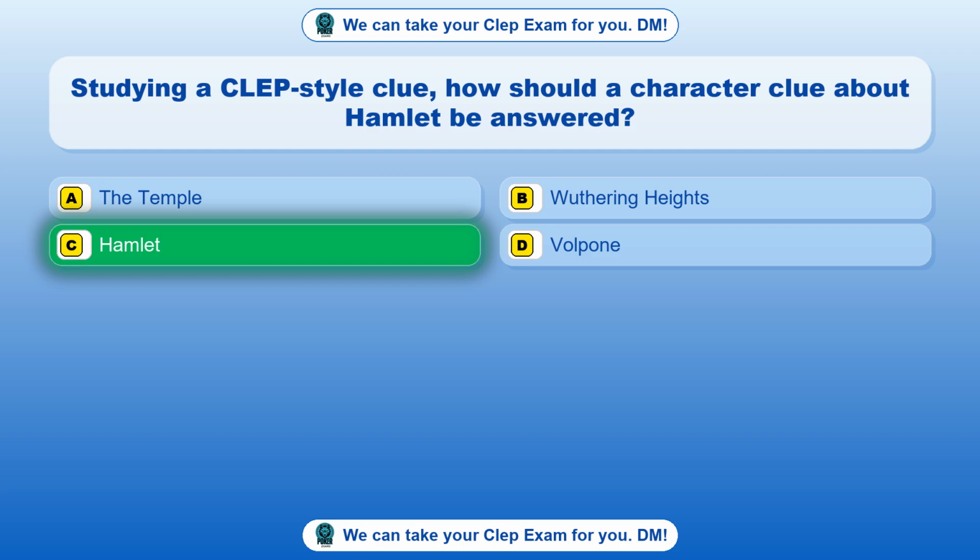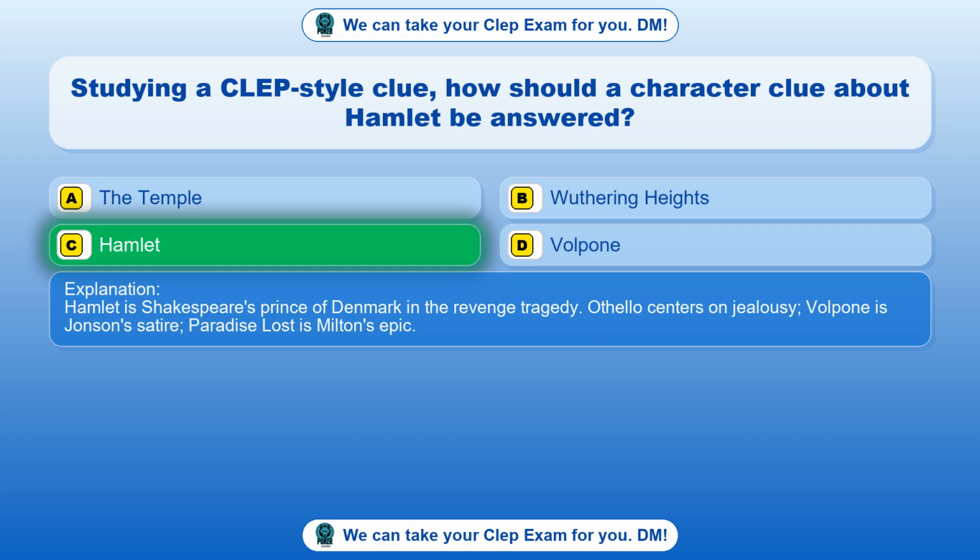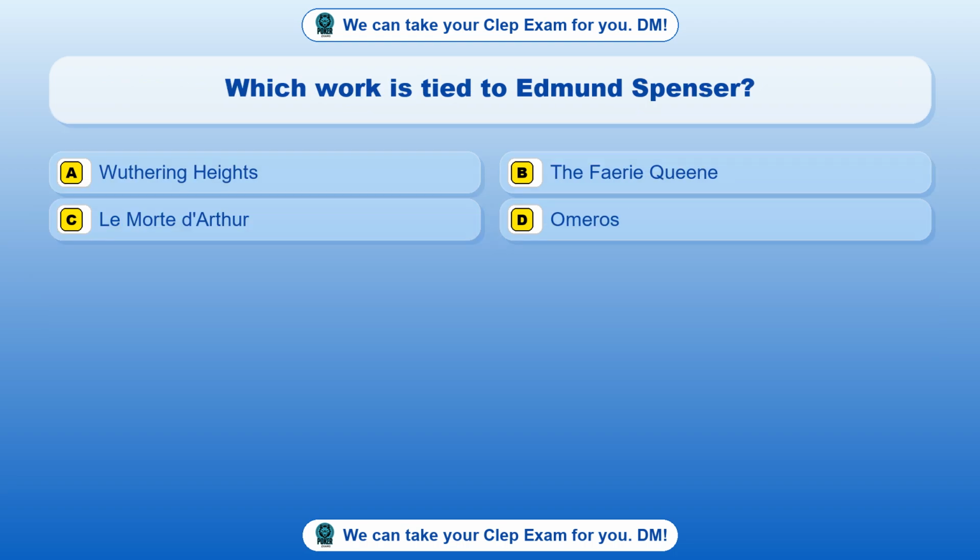Hamlet. Hamlet is Shakespeare's Prince of Denmark in the revenge tragedy. Othello centers on jealousy, Volpone is Jonson's satire, Paradise Lost is Milton's epic. Question 49. Which work is tied to Edmund Spenser?